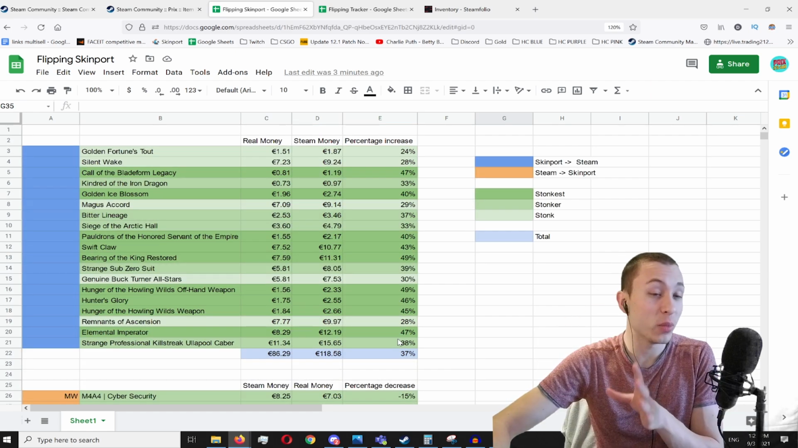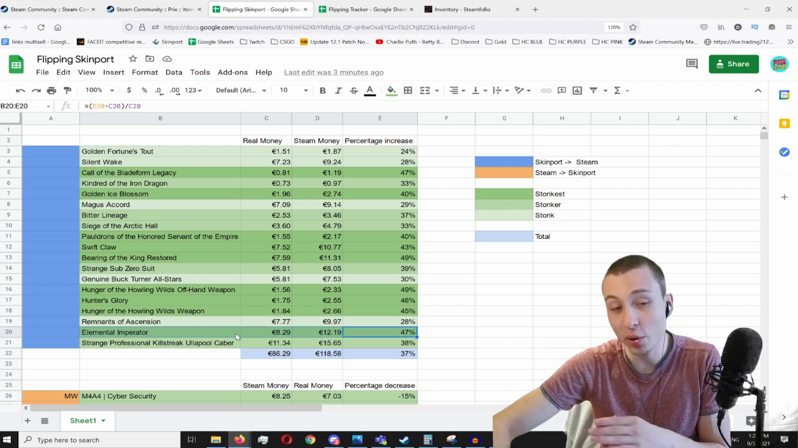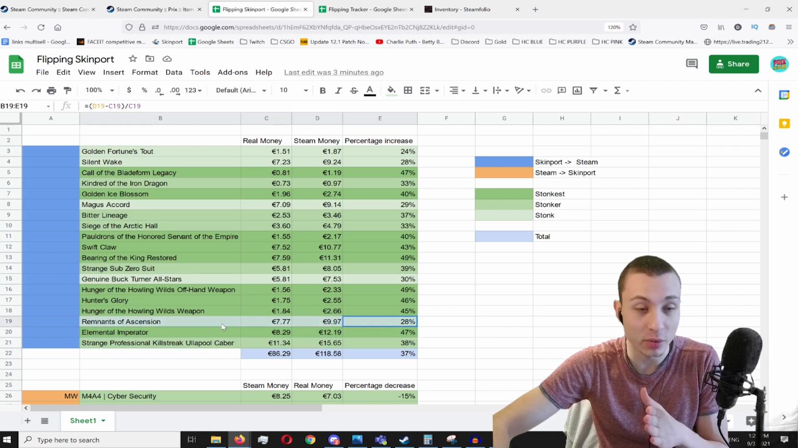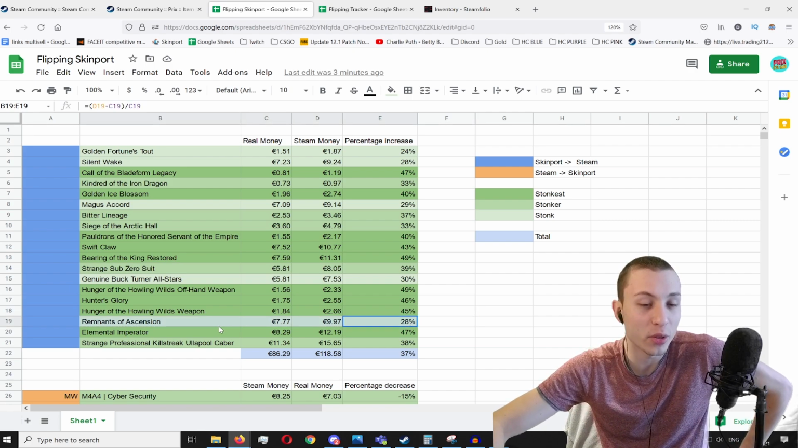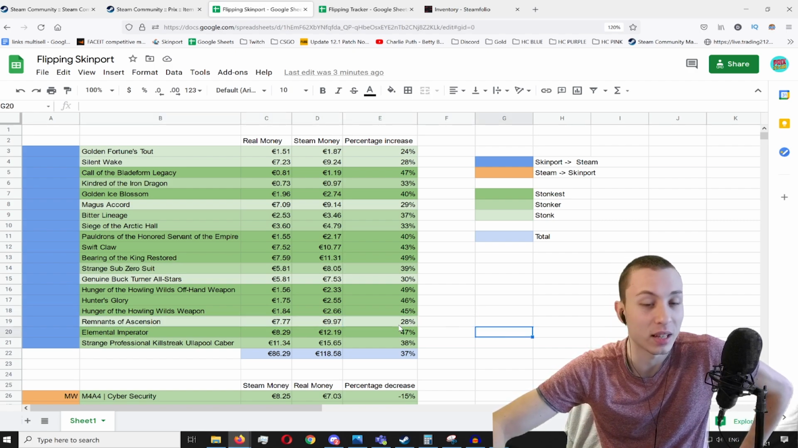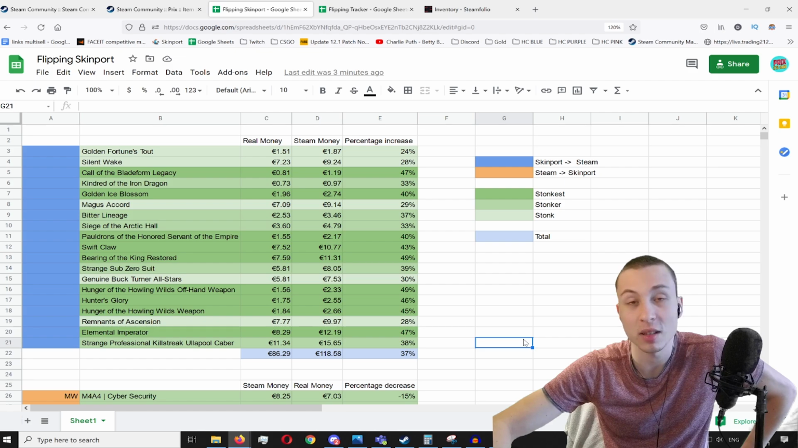Okay, and one more thing I need to mention is these green colors. You can see that I have dark green, medium green, and light green. It basically means how profitable the item was. If it was under 30% growth, it's going to be light green. If it's above 30 but below 40, it's going to be medium green, and above 40% it's dark green.